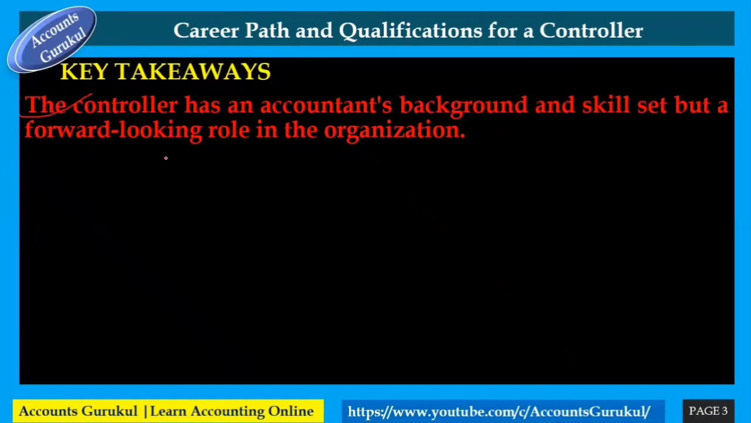The key takeaway from this is that the controller has an accountant's background and skill set, but a forward-looking role in the organization. Being a finance controller, the accountant background and skill set is essential because you have to get control over everything. Because of that, your knowledge and skills require an accountant's background. So you are aware of how accounting works and what skills are required for it, and in addition to that, the forward-looking role in the organization.